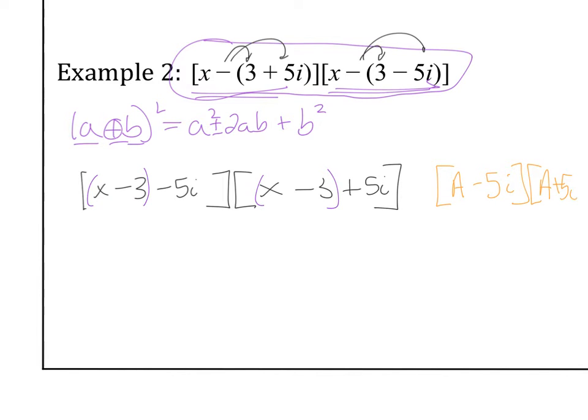minus 5i and plus 5i. But instead of an a there, what I have is an x minus 3. You see how I'm doing that? It's like, this problem is not as gross. I mean, we just did a bunch of problems. In fact, this kind of looks like example 1 that we just finished.